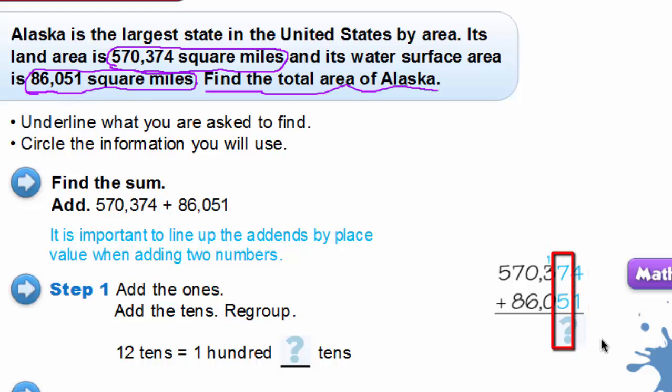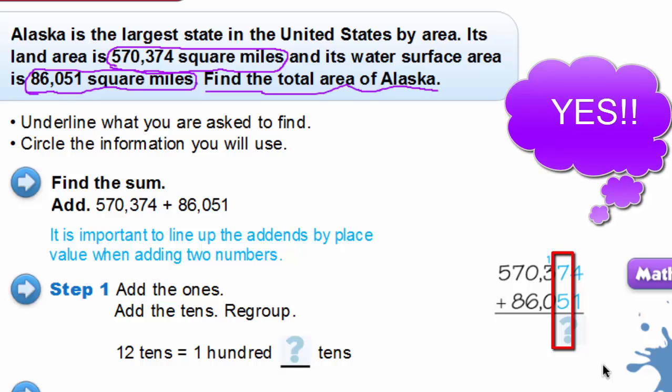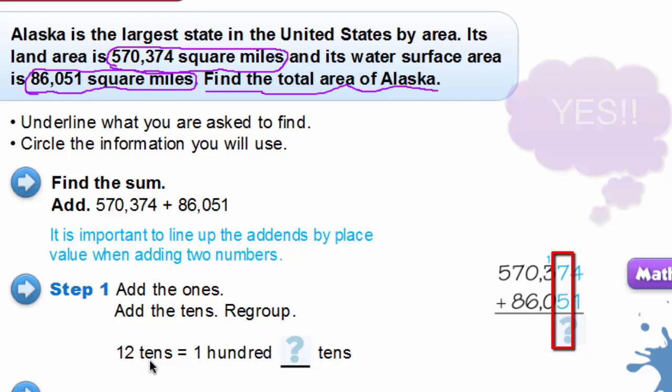Now we're going to add the tens. 7 plus 5 equals 12. Do we need to regroup? It is a two-digit sum. Remember, in our previous lesson, we learned that 12 tens is the same as 100 and how many tens? 2 tens, that's right. So we put the 2 in the tens place, we have the 5 in the ones, the 2 in the tens place, and we regroup the 1 to the hundreds. So there's our 12 tens, or our 102 tens.